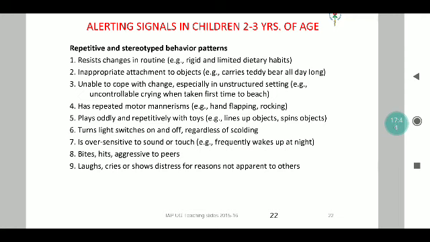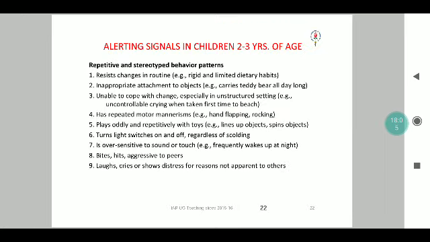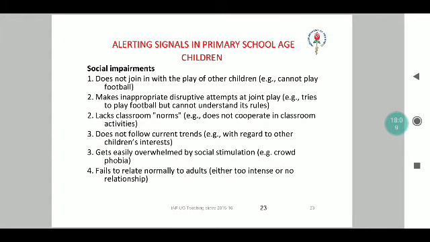Without purpose switching a light on and off, irrespective of being reprimanded to not do so, not as an experimental play. Oversensitive towards sound or touch. A child who is overly aggressive towards his peers with the habit of biting or attempting to hit the fellow children. Or inappropriate situations where the child ends up crying, laughing, or showing distress for no apparent reason, all of which are alert signals in that age group.